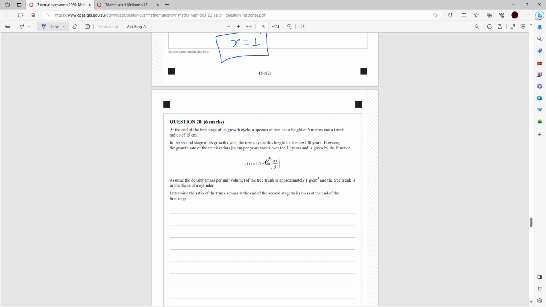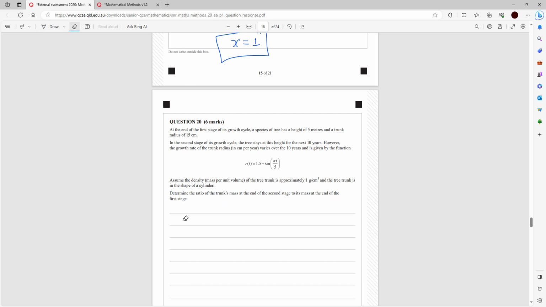Assume the density mass per unit volume of the tree trunk is approximately 1, I'm assuming that's gram on centimeters cubed, and the tree trunk is the shape of a cylinder. Determine the ratio of the trunk's mass at the end of the second stage to its mass at the end of the first stage. So, pretty much what we want is how much is this trunk going to grow. Now, we're assuming it's growing, not getting smaller because it's a growth cycle. Trees' radiuses don't really get smaller over time, they most likely get bigger.